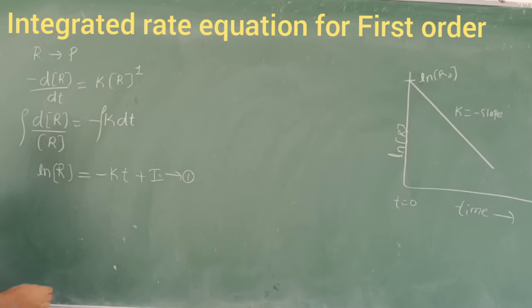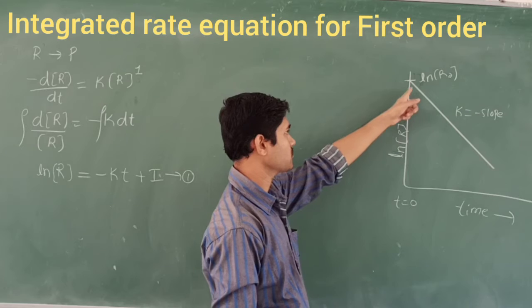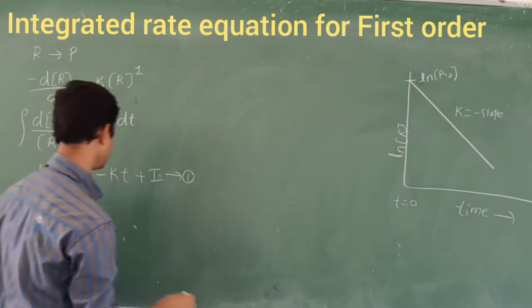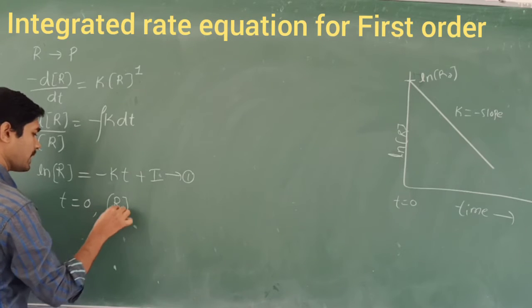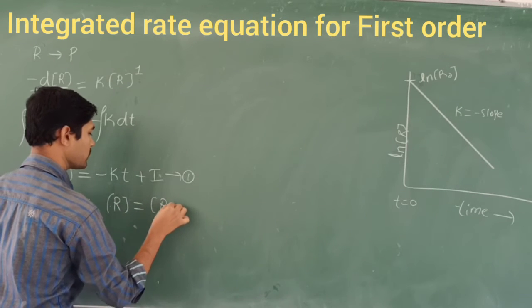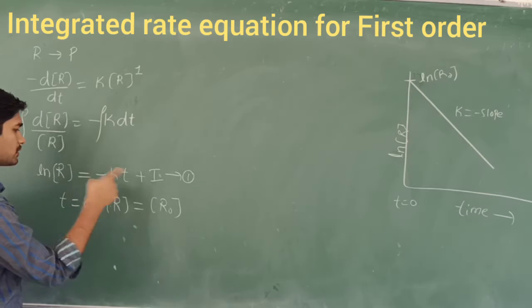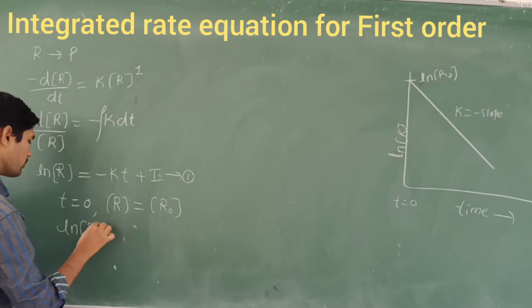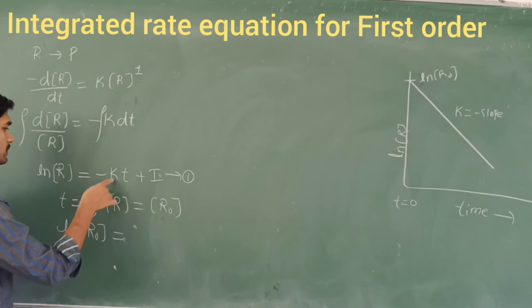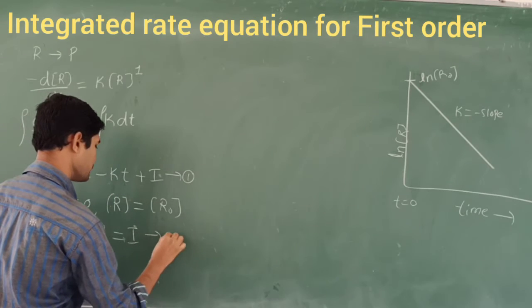Once again, at the time t is equal to 0, the initial concentration should be R naught only, right? So when t is equal to 0, the concentration of the reactant must be equal to the initial concentration of the reactant. Now substituting t is equal to 0 and the concentration of reactant equal to the initial concentration, it becomes ln R naught is equal to, t is 0, 0 into K means 0, therefore plus I as it is. So this is equation number 2.